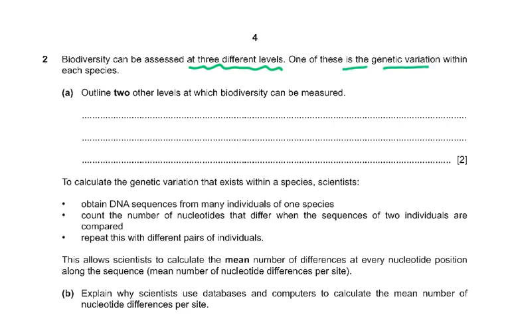One of these is the genetic variation within each species. What is the variation between human beings? We are different blood groups. I'm blood group B, you are blood group A, somebody is O, somebody is AB. So at 3 levels, one of these is genetic variation. Outline 2 other levels at which biodiversity can be measured.